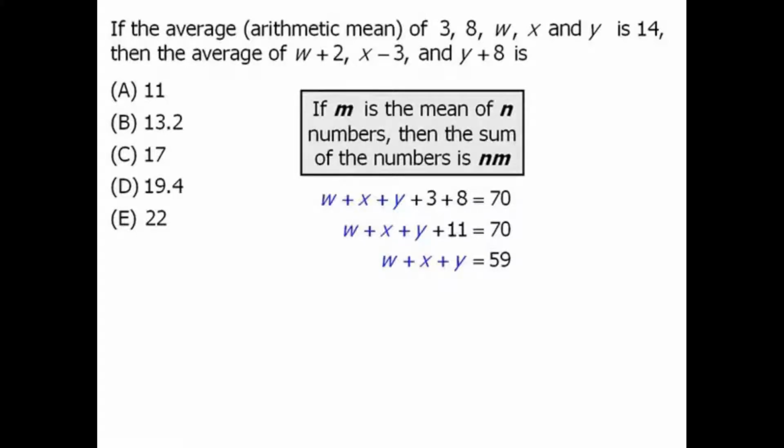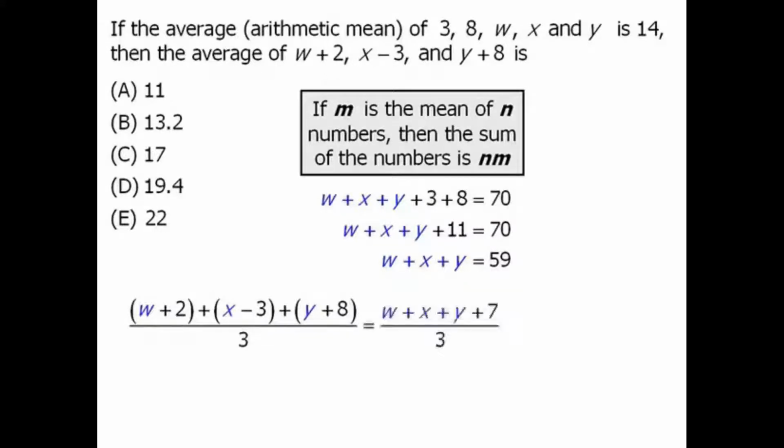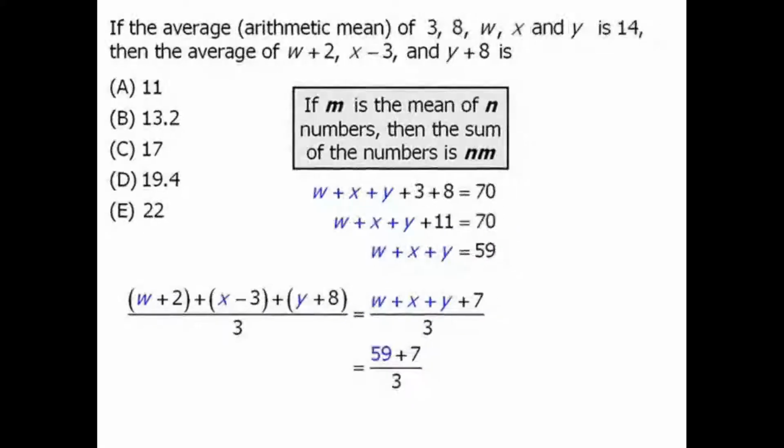Our task here is to find the average of these 3 values. To do this, we must find their sum, and then divide by 3. So let's first simplify the numerator. And now we find that we must know the sum of w, x, and y. Well, we already calculated this sum to be equal to 59. So we'll replace w plus x plus y with 59.